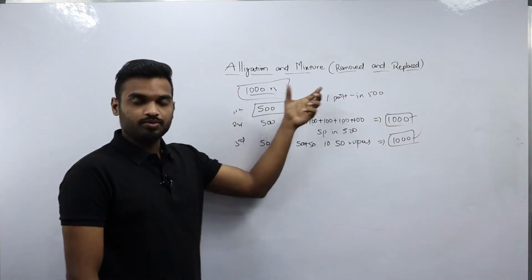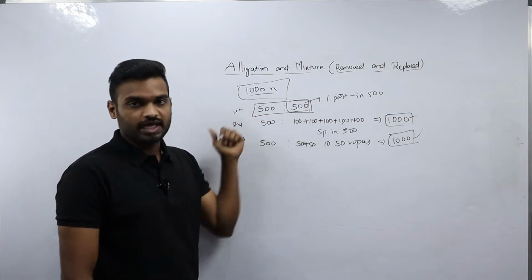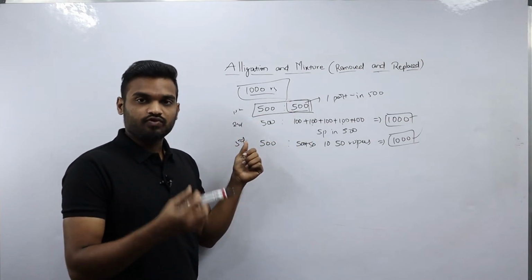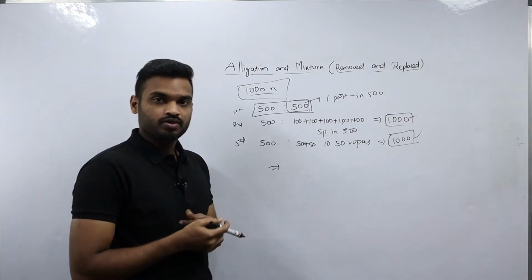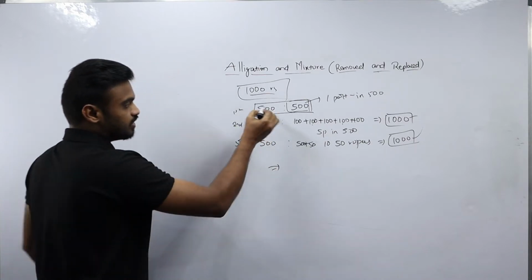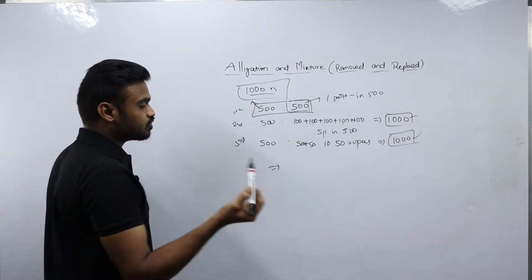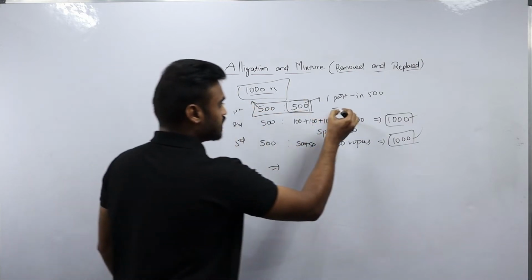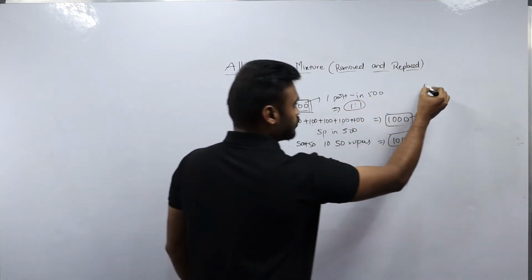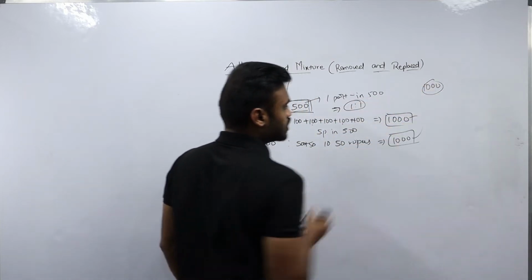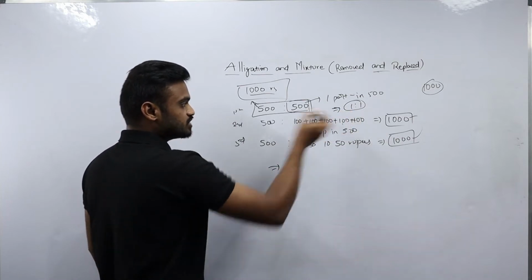In this removed and replaced concept, the questions will be like this. They will replace one quantity with another quantity and they will ask what is the final ratio. See here, in the first total mixture, what is the ratio? That is 500 is to 500, the ratio is 1 is to 1. Out of 1000 rupees, that is total mixture, the ratio is in the form of 1 is to 1.